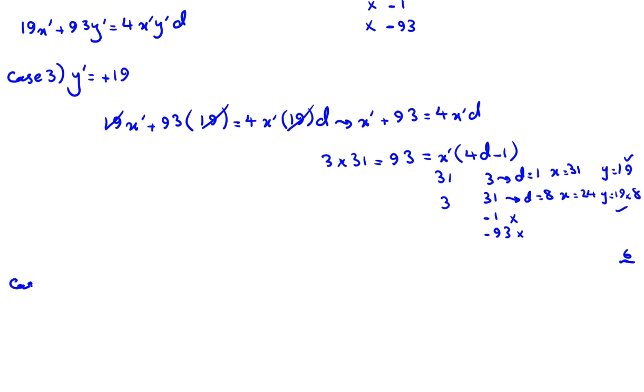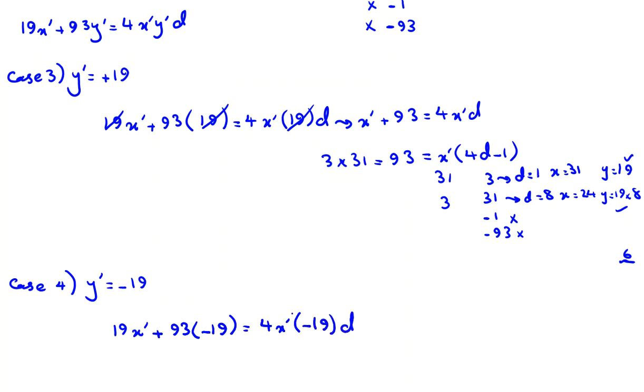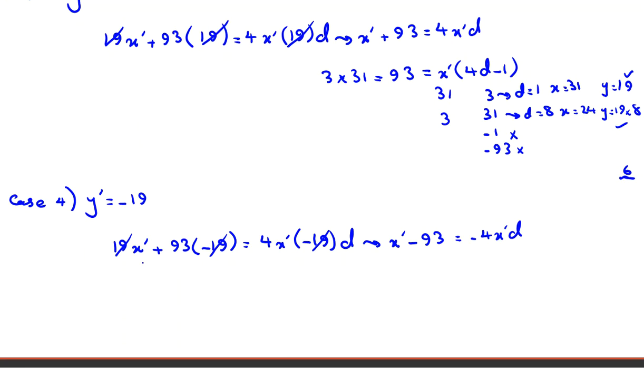Now let's consider the last case. Case 4, when y prime equal to negative 19, if we replace here, then we will have 19x prime plus 93 times minus 19, equal to 4x prime times negative 19 times d. If we cancel 19 here, then we have x prime minus 93 equal to negative 4x prime d. Okay, so if we take these to the left side, these to the right side, and factor x prime, then we have 1 plus 4d equal to 93.